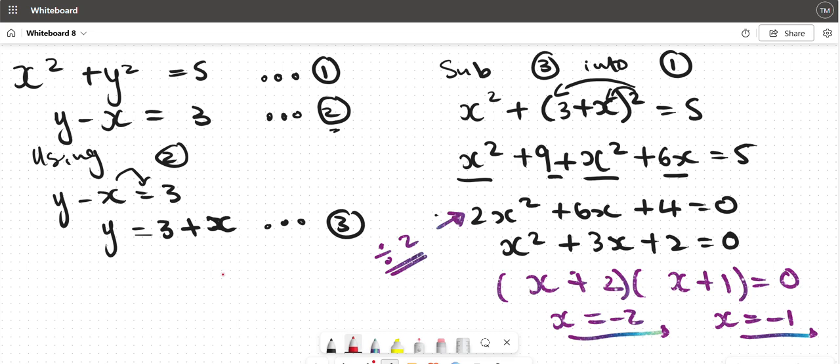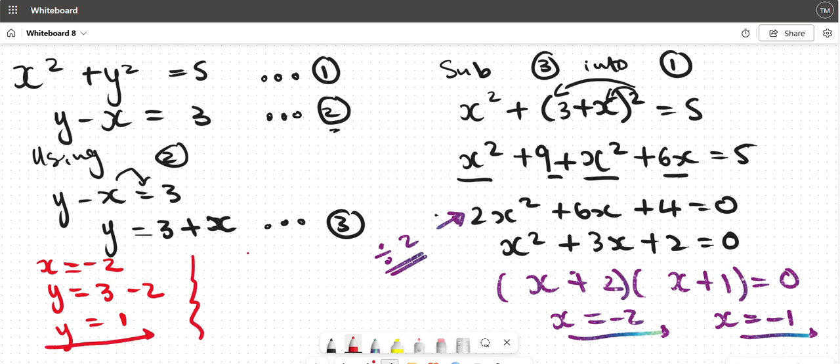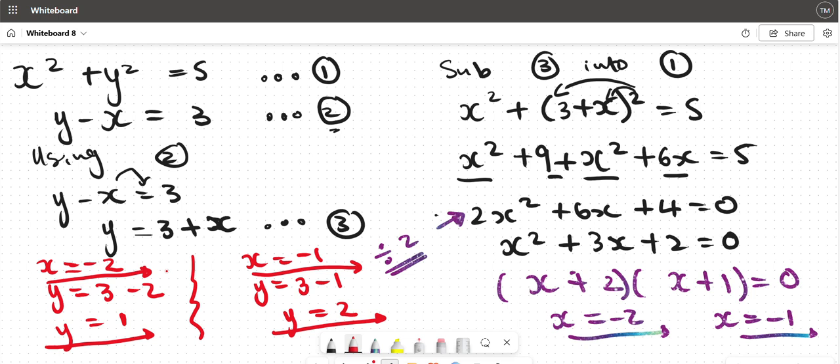Now let me find the corresponding y values. For x equal to negative 2, what am I getting for y? 3 minus 2 is 1, so I'm getting a 1 for that one. And for x equal to negative 1, what am I getting for y? I'm getting 3 minus 1, which is 2. So these are the 4 values that I was looking for. And there we go. So let's try another one.